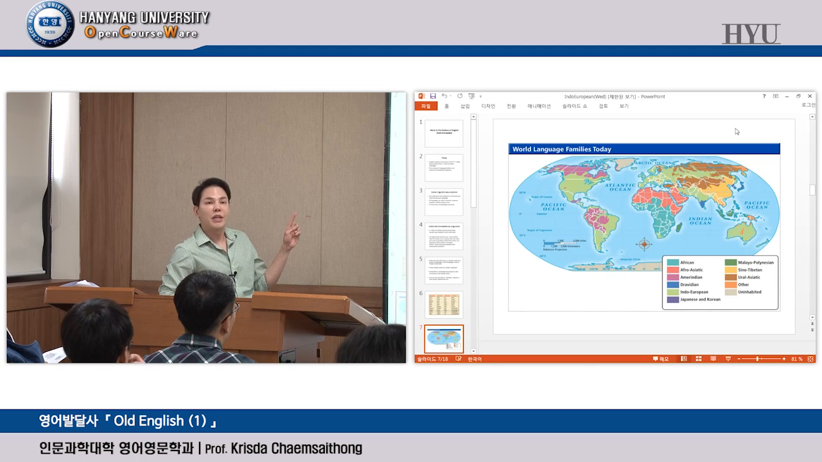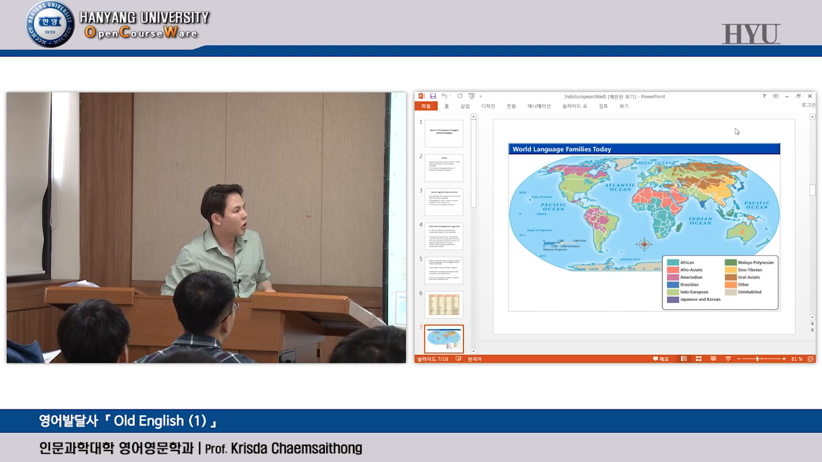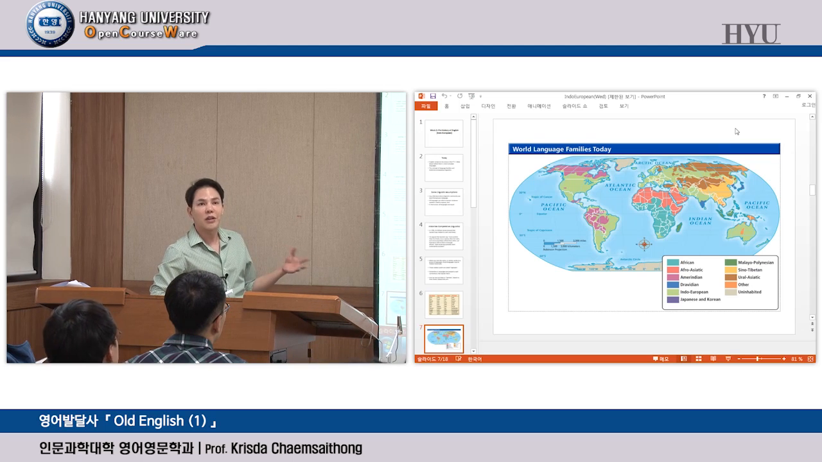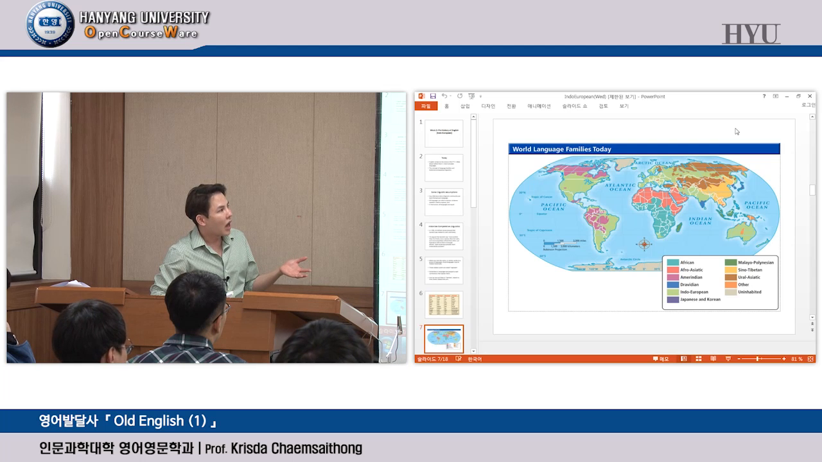But the biggest family, of which English is one part, is the Indo-European, which is represented by this light green. So where do you see Indo-European? Here in the US, because most people speak English, and a lot of areas in South America, not English, but they speak Spanish. Spanish is also in the Indo-European family, and also Australia, because many people speak English there, and a lot of areas in Europe, and some part of Asia Minor.